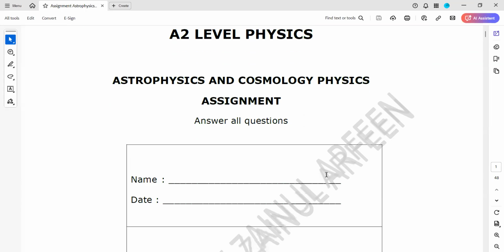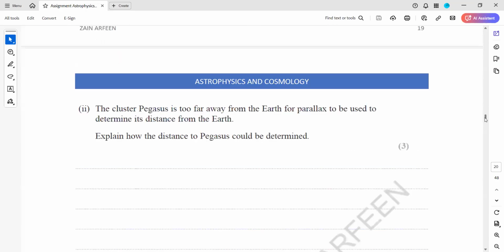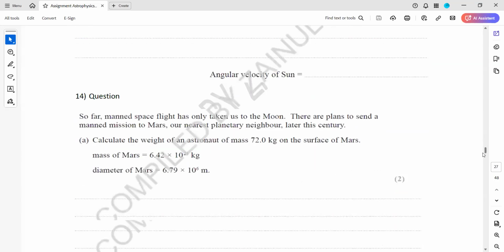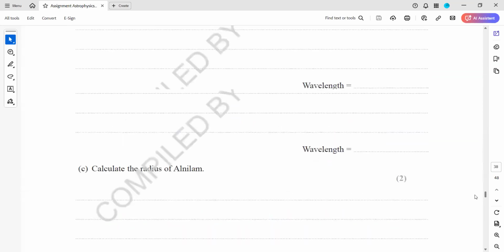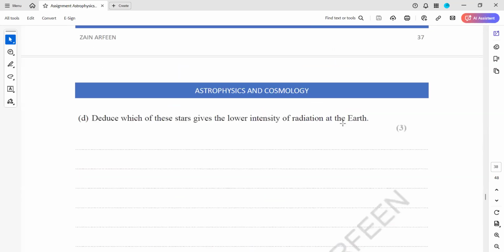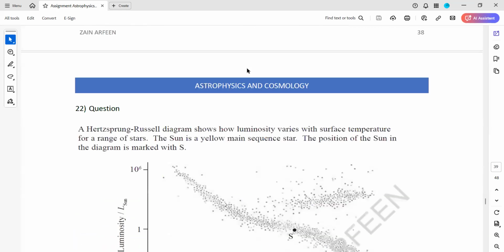Astrophysics and Cosmology questions. Last we discussed was question 21. Then we have question 22.